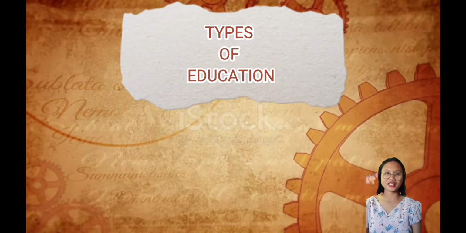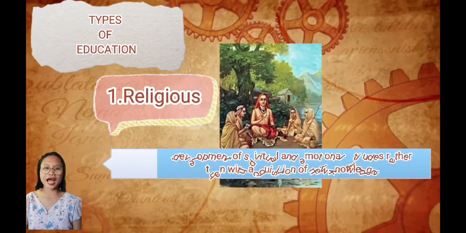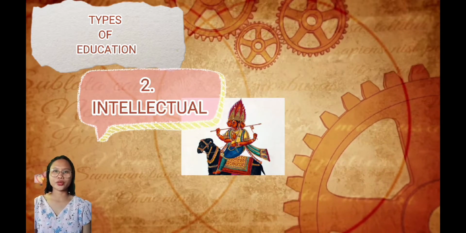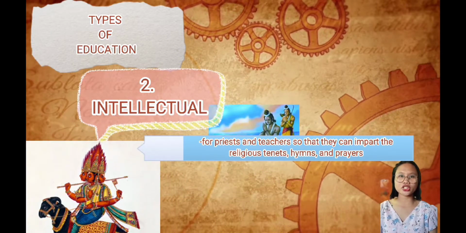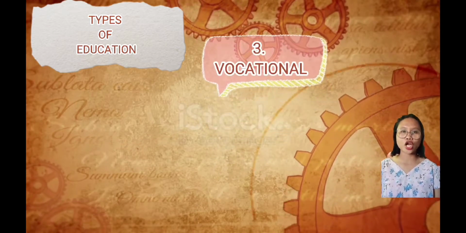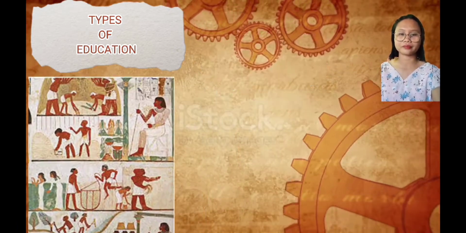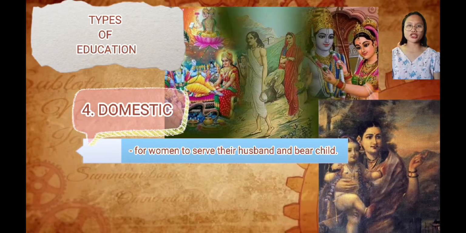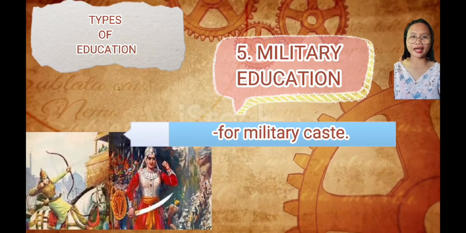Types of education. Number 1, religious. Development of spiritual and emotional attitudes rather than the acquisition of new knowledge. Number 2, intellectual, for priests and teachers so that they can impart the religious tenets, hymns, and prayers. Number 3, vocational, for the artisans, agriculturists, farmers, and laborers. Number 4, domestic, for women to serve their husband and their child. Number 5, military education, for the military caste.